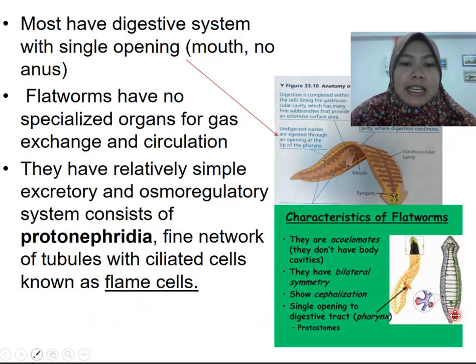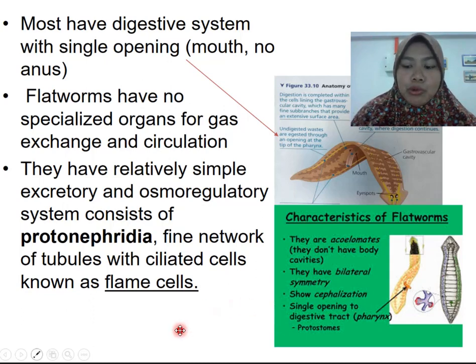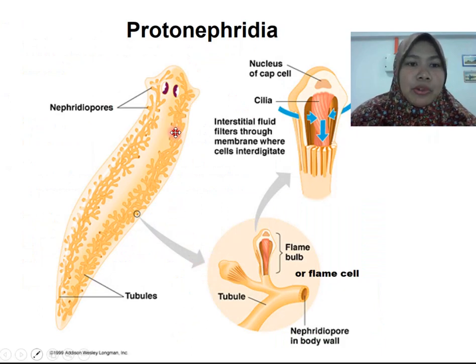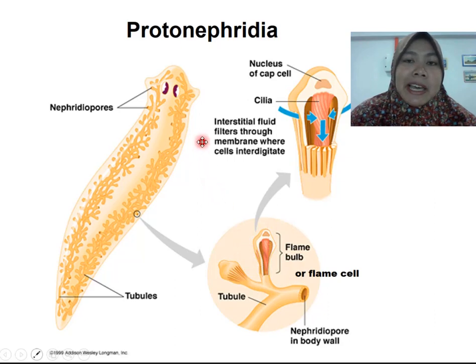Protonephridia are a fine network of tubules within ciliated cells known as flame cells. Just to show this picture, they are bilaterally symmetrical, they show cephalization by having ganglia and a ventral nerve cord, and they have a single digestive tract, the pharynx. This is the protonephridia, which has a structure we call the flame cell or flame bulb that helps in osmoregulation.